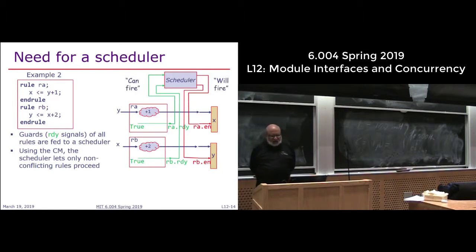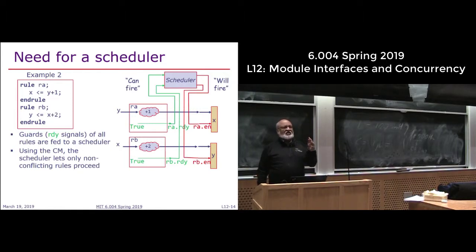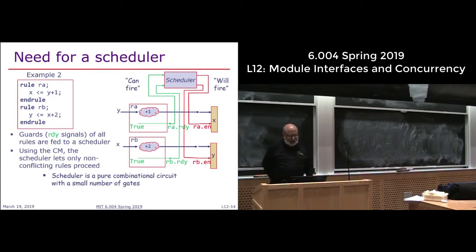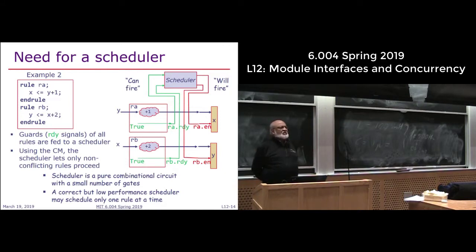Sometimes people refer to the signals going into the scheduler as can fire. These are the rules which are ready to go. And on the right hand side, enable signals are the ones, these rules will fire. They can actually execute in that cycle. The scheduler is a pure combinational circuit with a small number of gates, and a correct but low performance scheduler may just execute one rule at a time, right? Nobody said that was illegal, it's just low performance, because in high performance circuits, we want to execute as many things as possible concurrently.